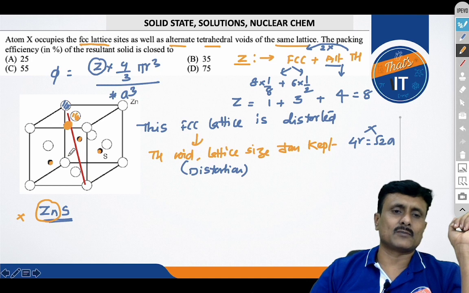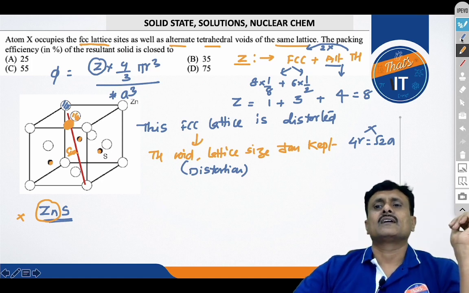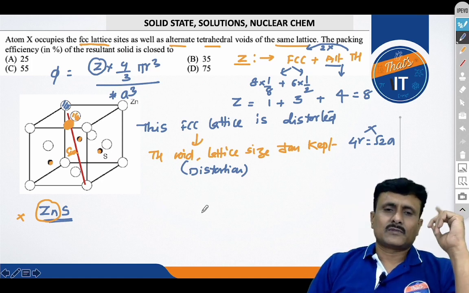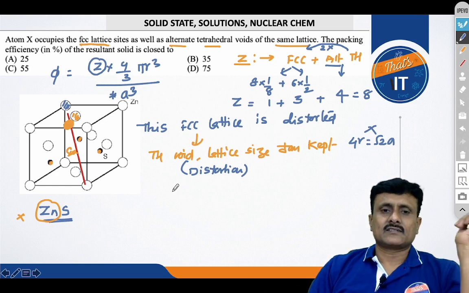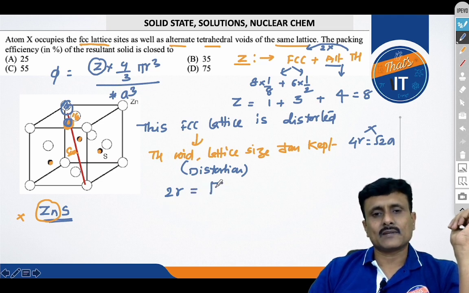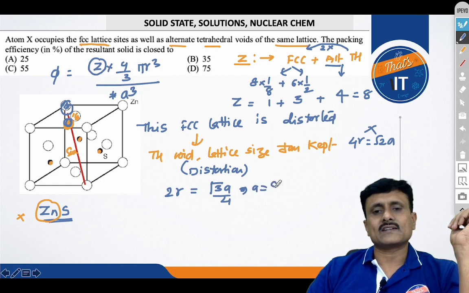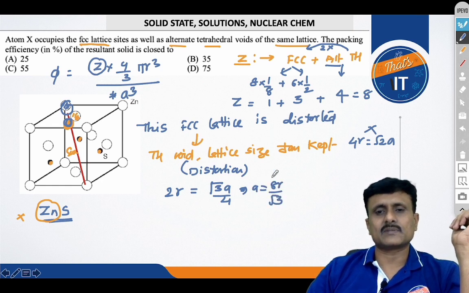You know the length of the body diagonal is root 3a, and you know where exactly this tetrahedral void is located. It is located at 1/4 the distance from the corner of the body diagonal, isn't it? Therefore 2r, that is r plus r, is equal to root 3a by 4. This implies A is equal to 8r by root 3. This is the actual relationship between A and R.